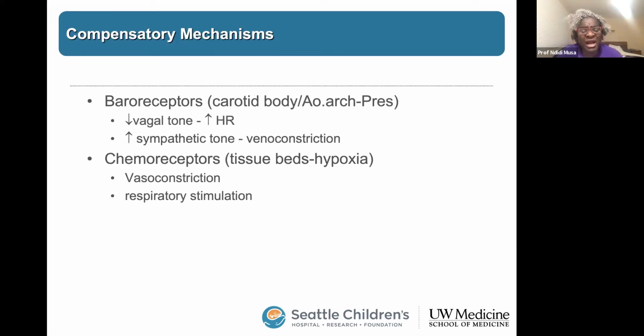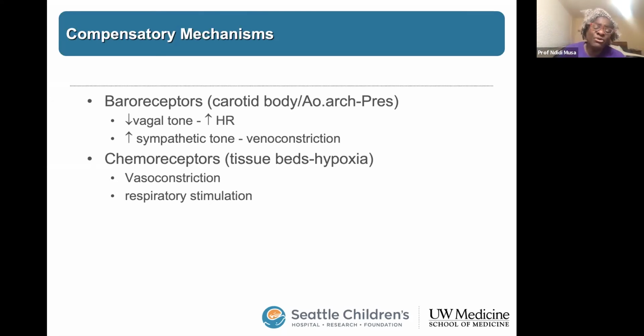We have baroreceptors in our carotid body and aortic arch that respond to pressure. So you have a decrease in vagal tone, therefore an increase in heart rate. So the first sign of a stressed heart is tachycardia because of these baroreceptors. And then the sympathetic tone also increases and causes venoconstriction. It is this venoconstriction trying to redirect blood from the skin and the periphery to the organs of vital importance. And that's why when we talk about cold shock, the skin is cold, the capillary refill is delayed, and the pulses are diminished.